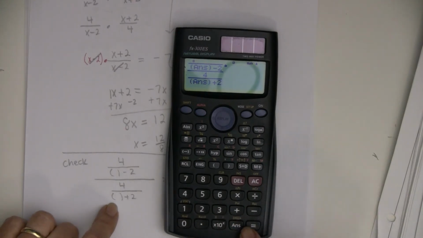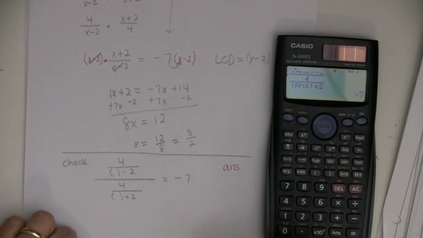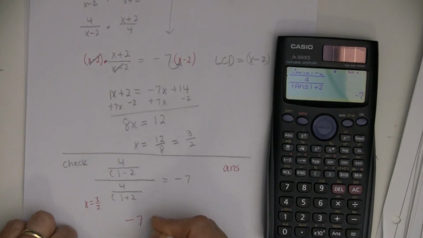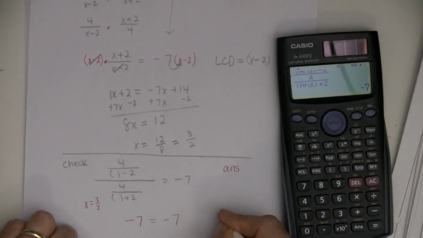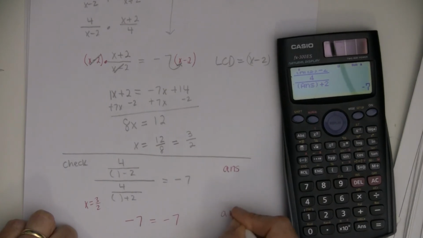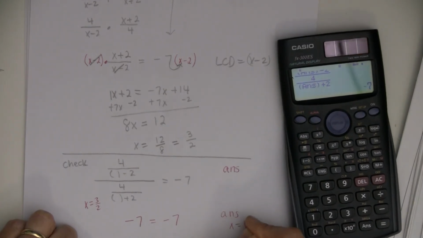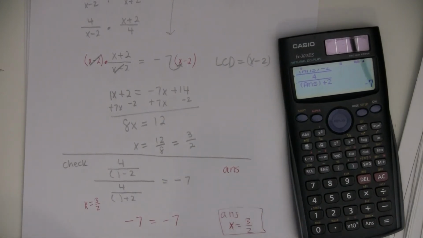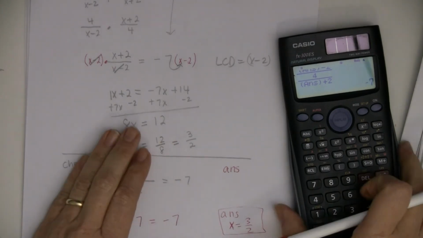And I'm thinking that should be equal to negative 7. And if it's not, I made a mistake. And since it is, I'm like, hot diggity dog, right? So this is negative 7 when I plug in x equals 3 over 2. Remember, that's what I put in for my answer. And so that means that the answer for the problem is x equals 3 over 2. And we did a lovely job on that one.